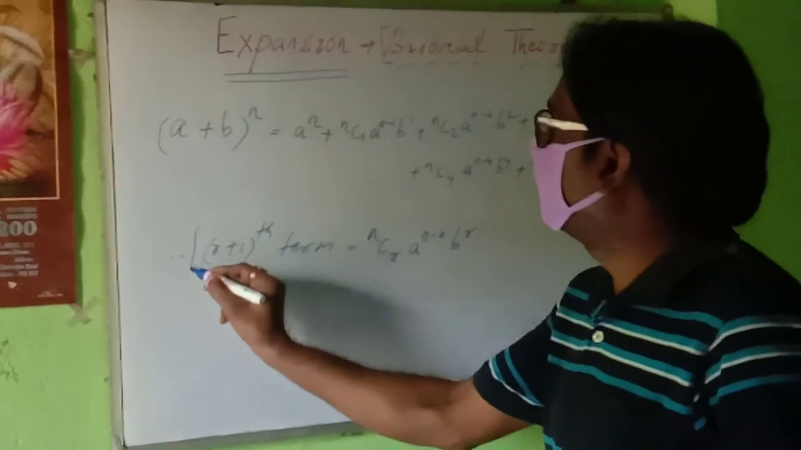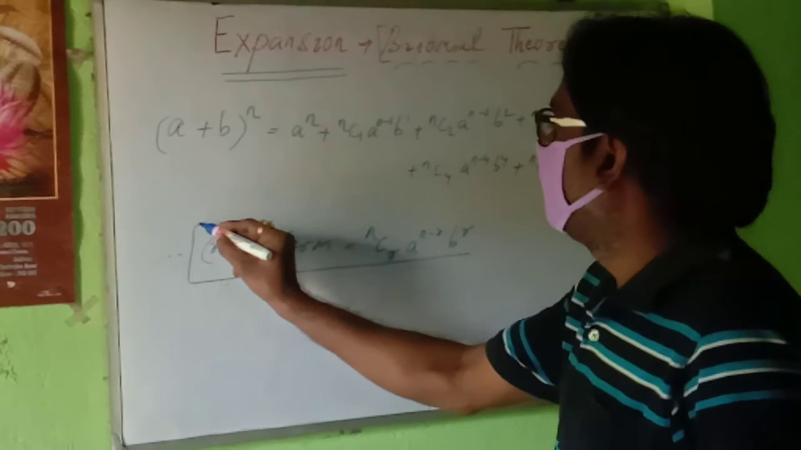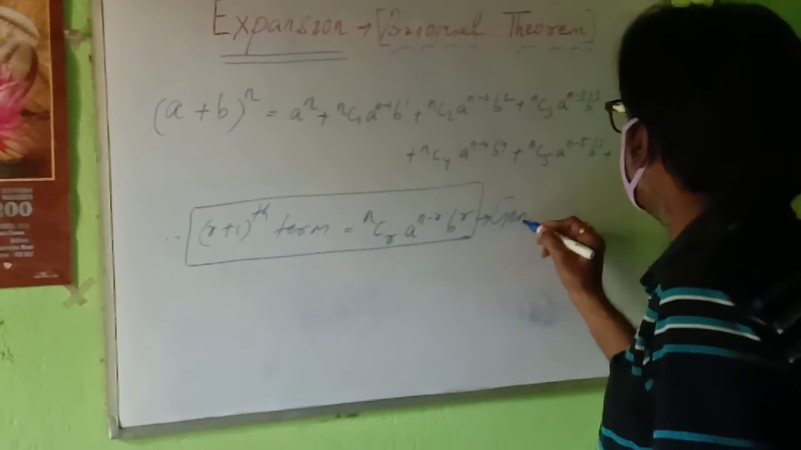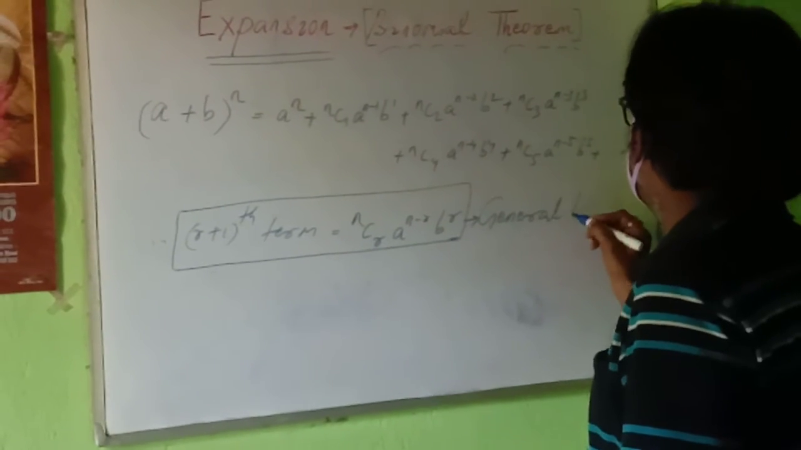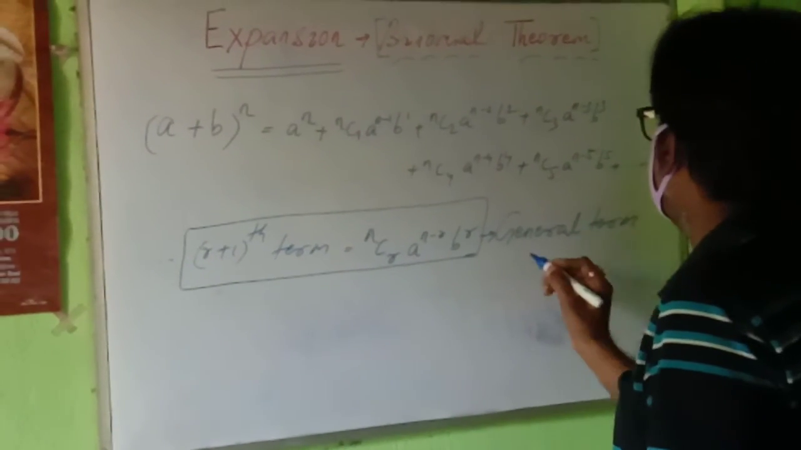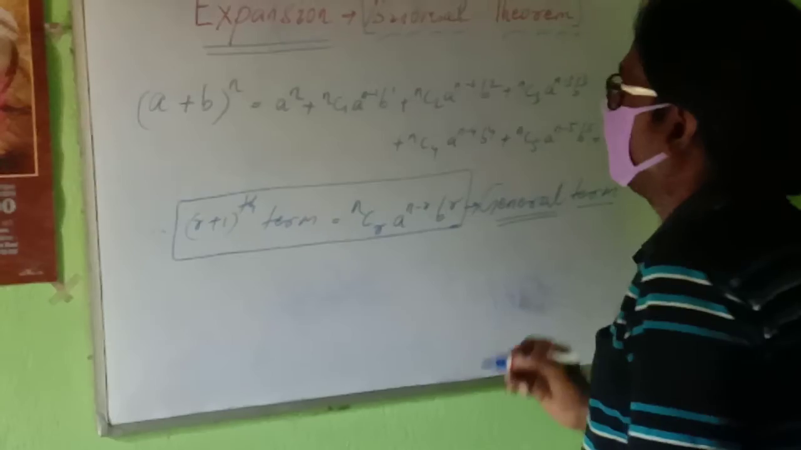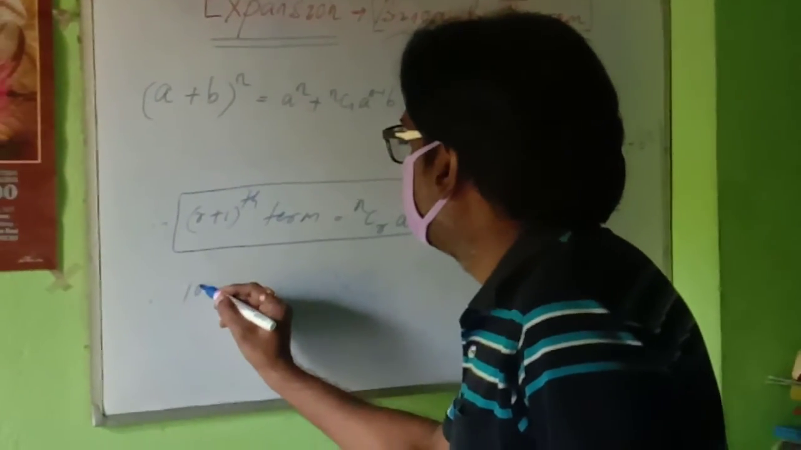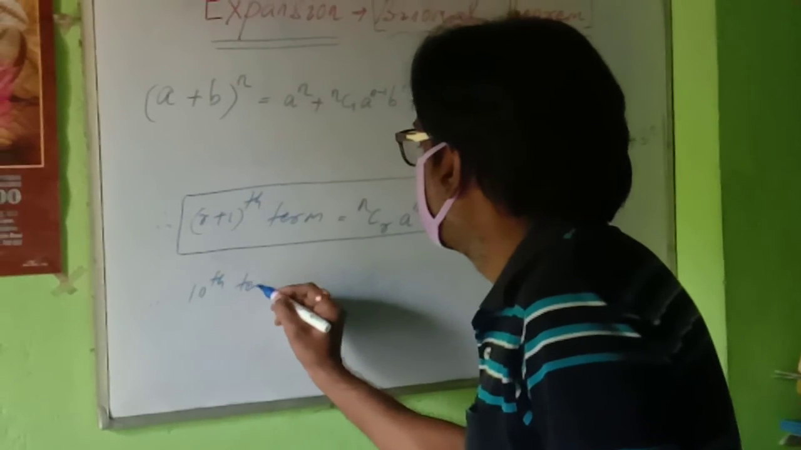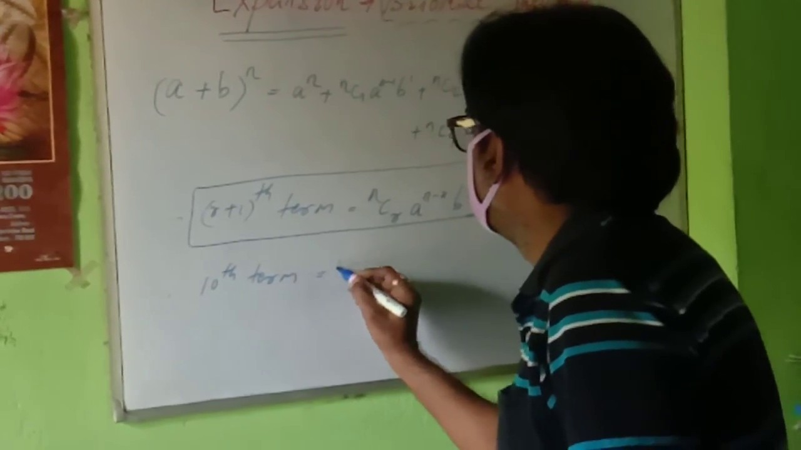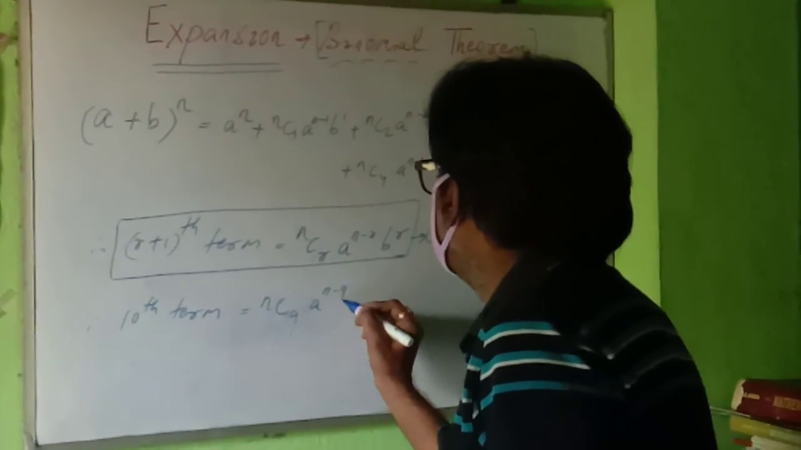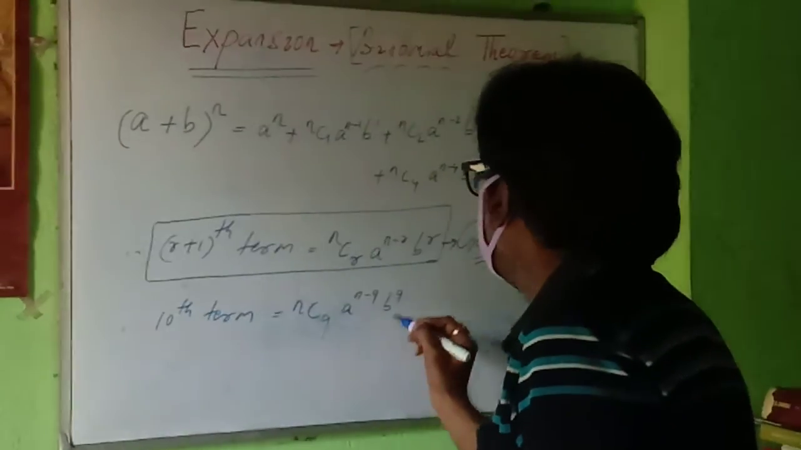This is called the general term. Any term we can find using this is called the general term. This one is called the general term of a binomial expansion. Suppose you have to find out the 10th term. The 10th term will be how much? nC9, a to the power n minus 9, b to the power 9.